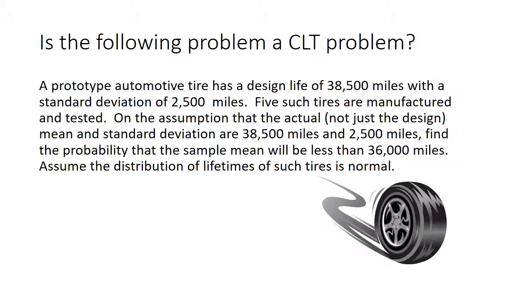First key thing, we are dealing with a probability for a sample mean, not an individual tire. The next thing we need to know if we can do this stuff is our original population normal, or is our sample size big enough? Well, our sample size is only size 5, so we need to see that the tires have a design life that follows an approximately normal distribution. And that's what the last sentence says. Assume the distribution of lifetimes of such tires is normal.